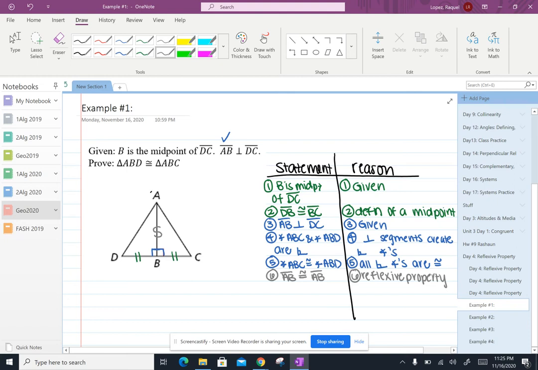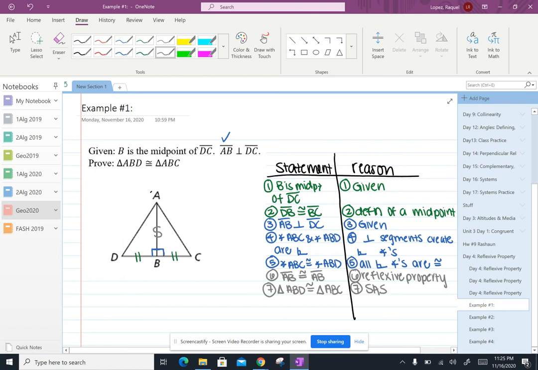Okay, so now we've got enough information. I've marked up the diagram and I've written it all out in my proof for me to say that triangle ABD is congruent to triangle ABC by side, angle, side.